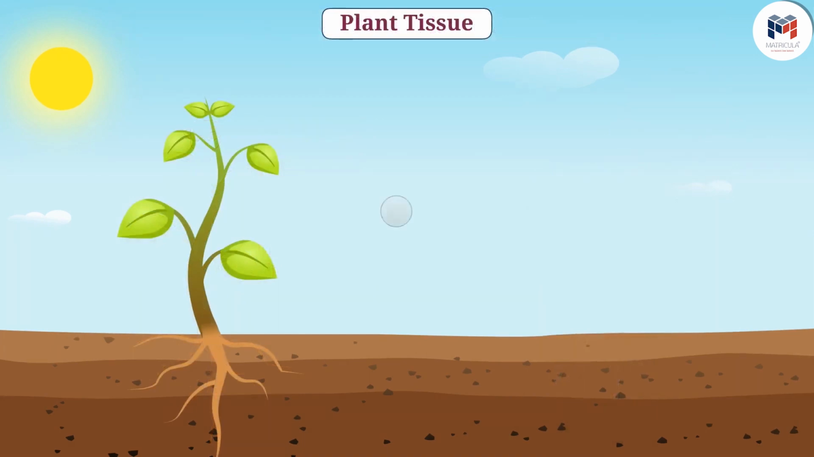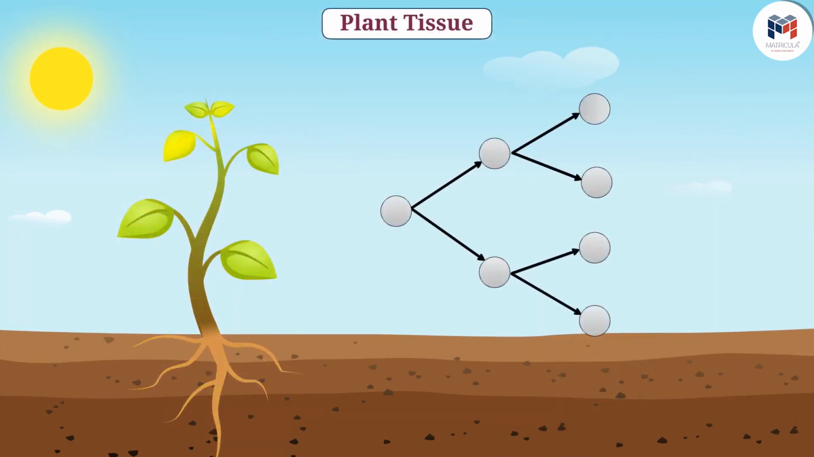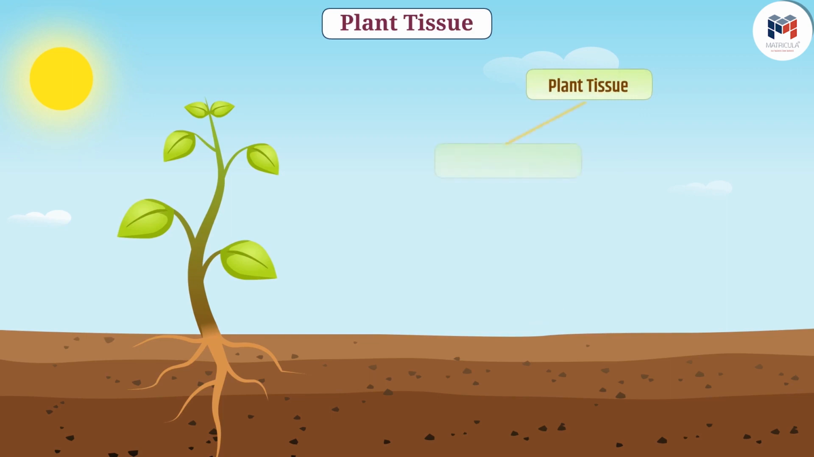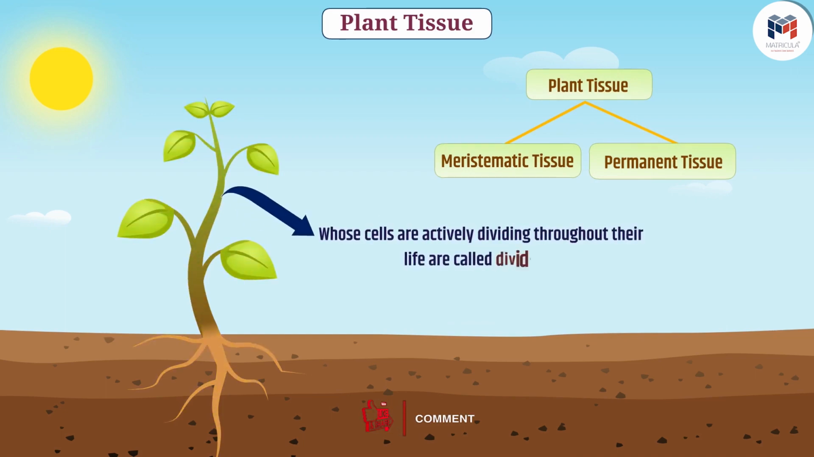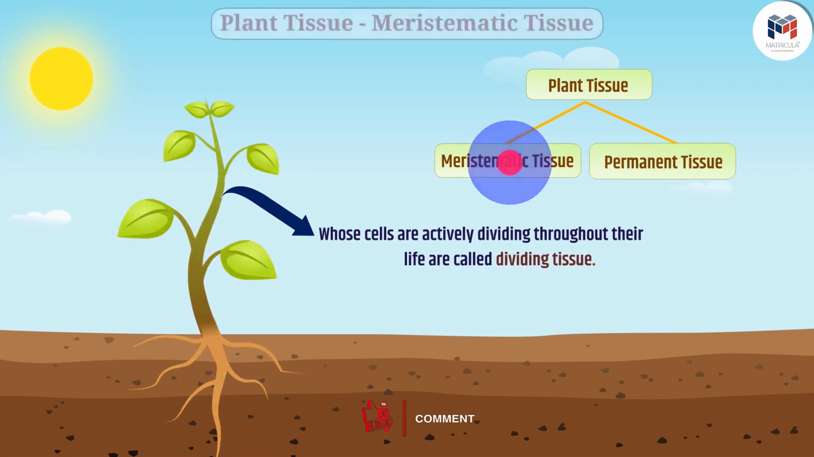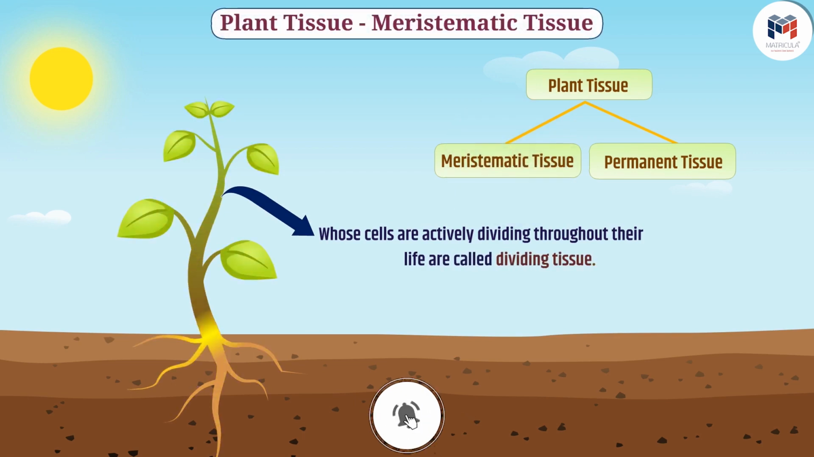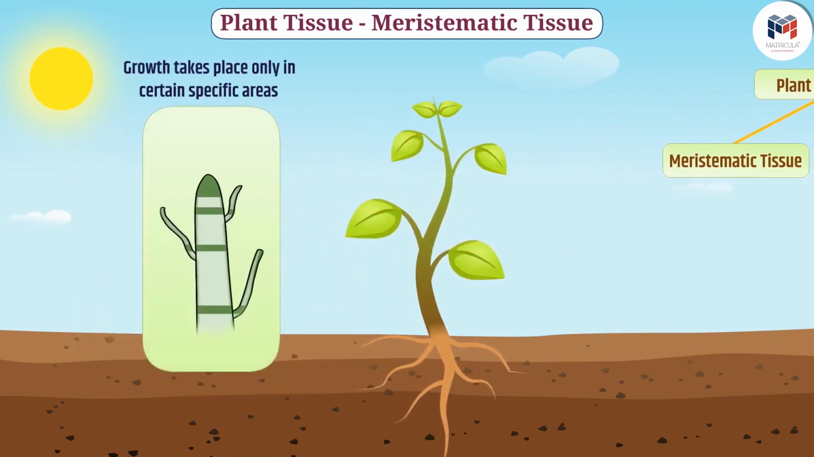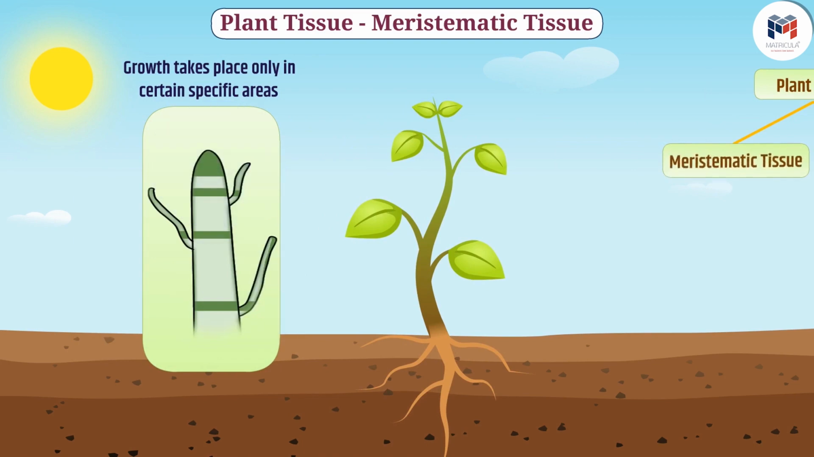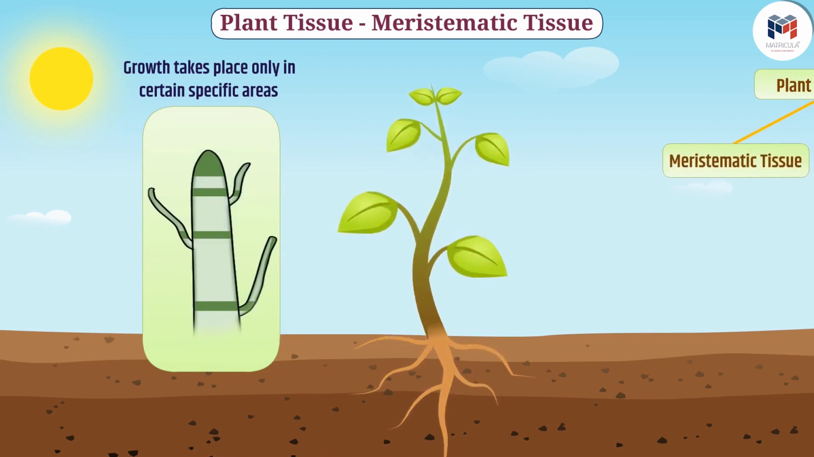On the basis of division capacity, plant tissues are classified into meristematic tissue and permanent tissue. The tissues of plants whose cells are actively dividing throughout their life are called dividing tissue, also called meristematic tissue. In plants, meristematic tissues are found in certain specific areas. Due to this, plant growth takes place only in certain specific areas. The function of meristematic tissue is to grow plants.